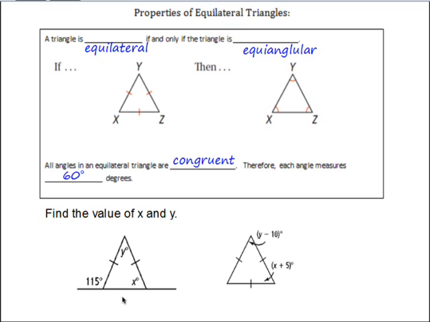Find the value of x and y. Well, if this is 115, that means this one down right here, this is a linear pair. So this is 65. This is not an equilateral triangle. It is an isosceles triangle, so I know that x also equals 65. And I know that y, 65 plus 65 is 130, and all that's left for y is 50. Here, they're all marked congruent, so I know this is an equilateral triangle, which means the angles are all 60. So y minus 10 equals 60, so y is 70. And x plus 5 equals 60, so x is 55.